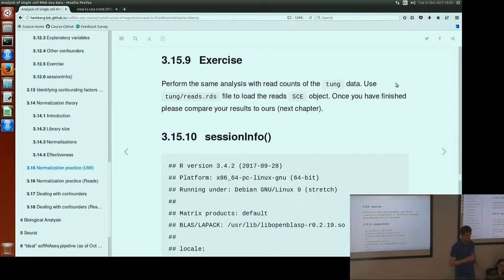So that brings us to time for an exercise. Over to you to perform that same sort of analysis, investigating different normalization methods with the read counts of the tongue data instead of the UMI data.